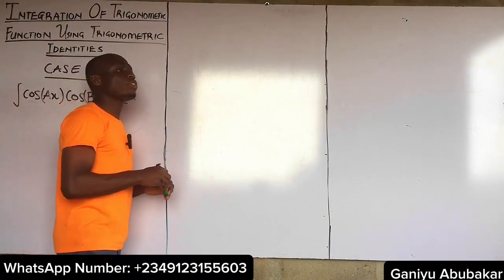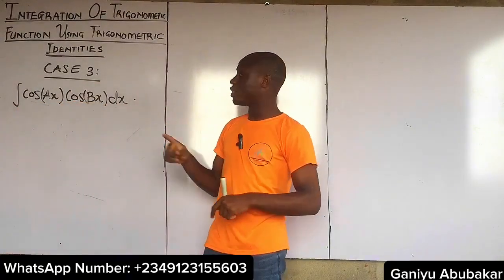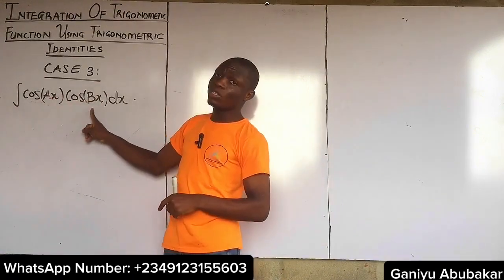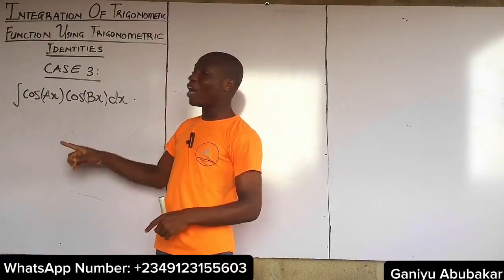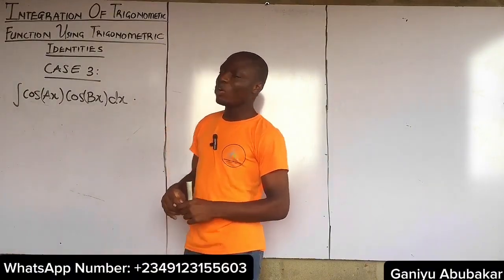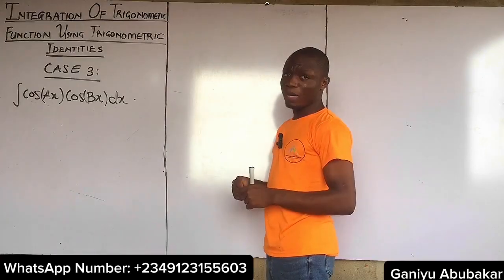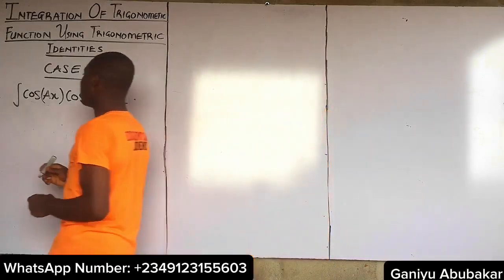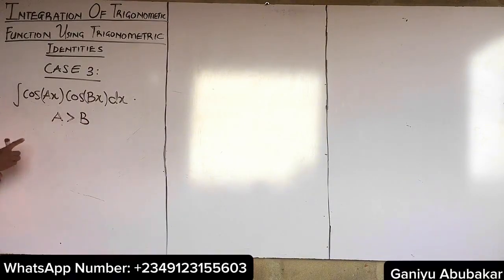Last class on case 1 was sine and cos. Case 2 was cos and sine. Case 3 is now cos and cos. So how do you solve something like this? What will be the mathematical expression for solving this problem here? Such that the value of a, as usual, must be greater than b.